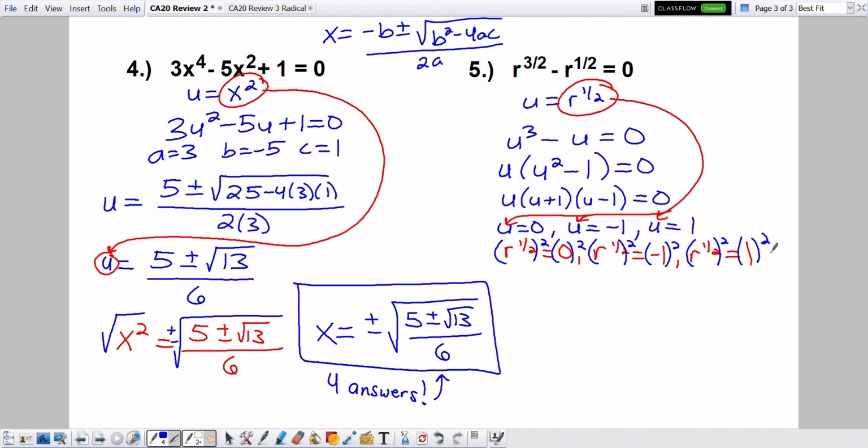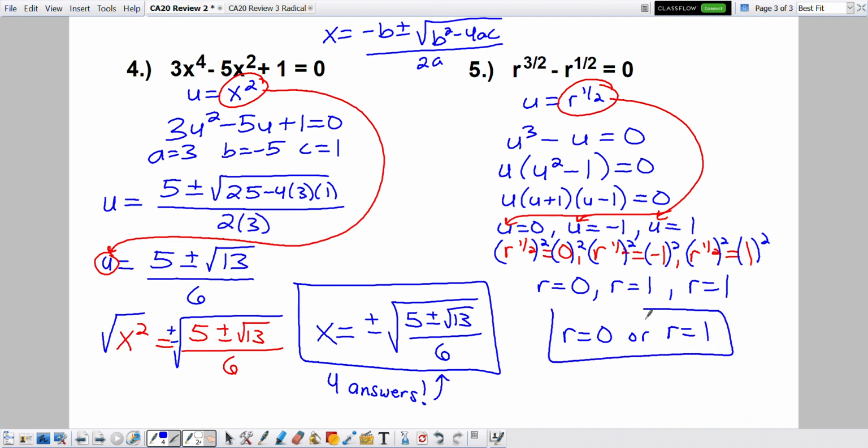So if I square this, I get r equals 0 squared, which is 0. This equals r equals negative 1 squared, which is 1. R equals positive 1 squared, which is 1. So these are the same answer, 1 and 1. There's actually two answers, r equals 0 or r equals 1. If you plug those into the original problem, 0 minus 0 ends up equaling 0, and 1 minus 1 also equals 0. So those are our two answers. They both work. Hopefully this has made a little bit of sense for you, and you now can use u substitution when you need to.